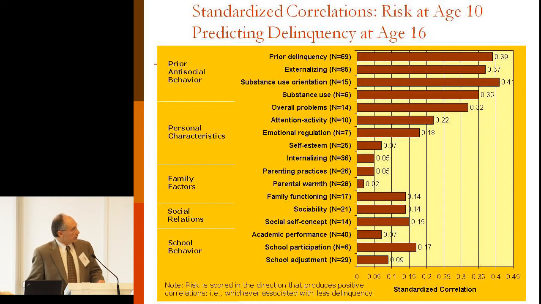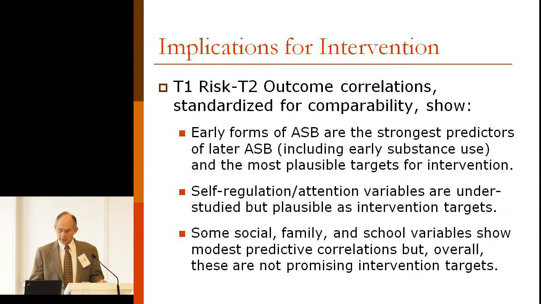The next largest category is a particularly interesting one. This has to do with self-regulation, hyperactivity, attention deficit. By contrast, say, things like self-esteem, internalizing symptoms, a certain range of parenting practices, parental warmth have very low predictive correlations here, and then are not attractive targets for intervention if your intention is to reduce delinquent and antisocial behavior.